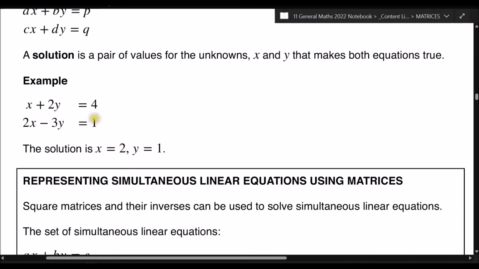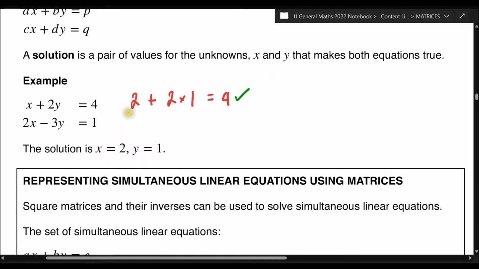Okay, x is 2, y is 1. So if I change x to 2 in this equation, so it's going to be 2 plus, and change y to 1, 2 times 1 equals 4. Does this equation make sense? Well, 2 times 1 is 2, 2 plus 2 is 4. So that actually makes sense that x is 2 and y is 1 for that equation. Let's try it for the other one.